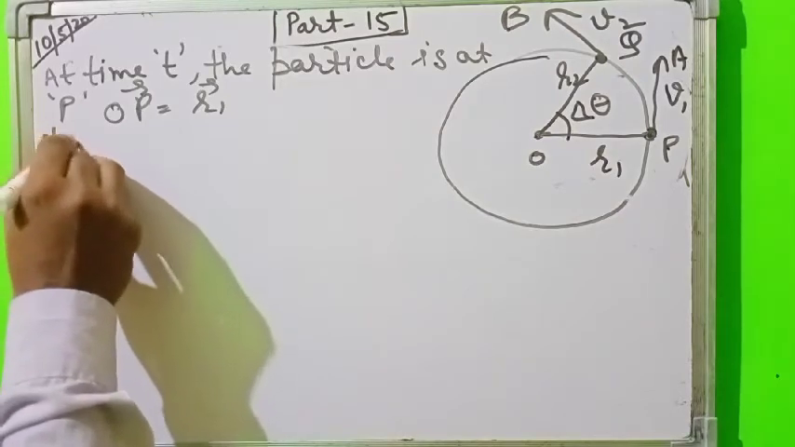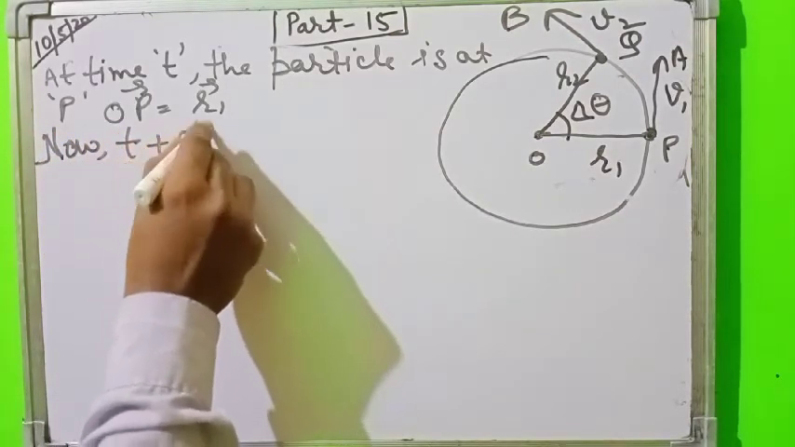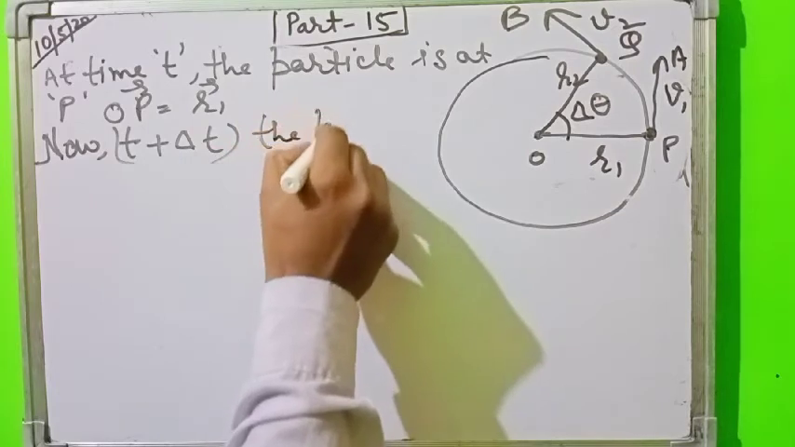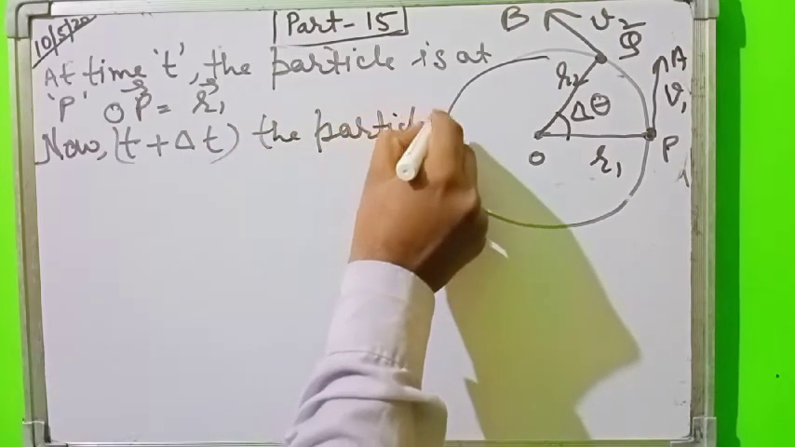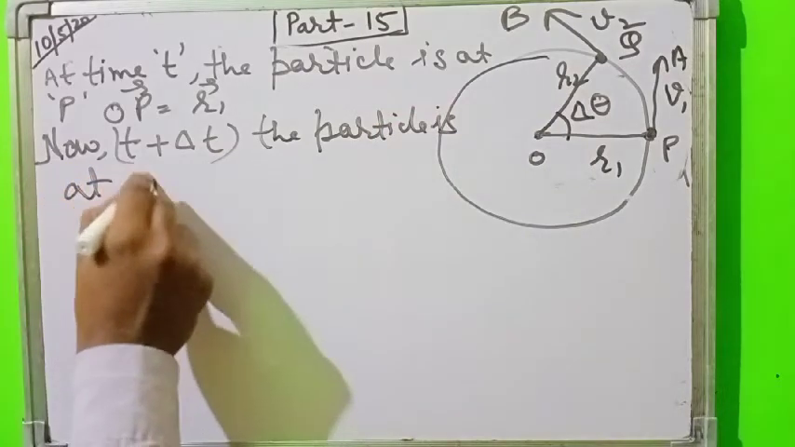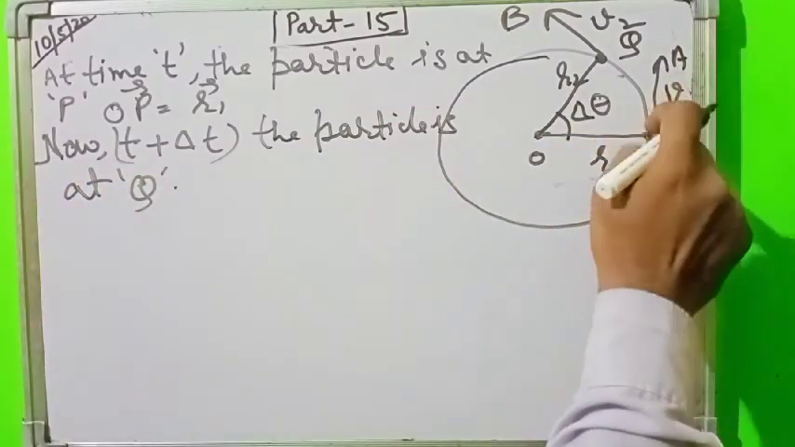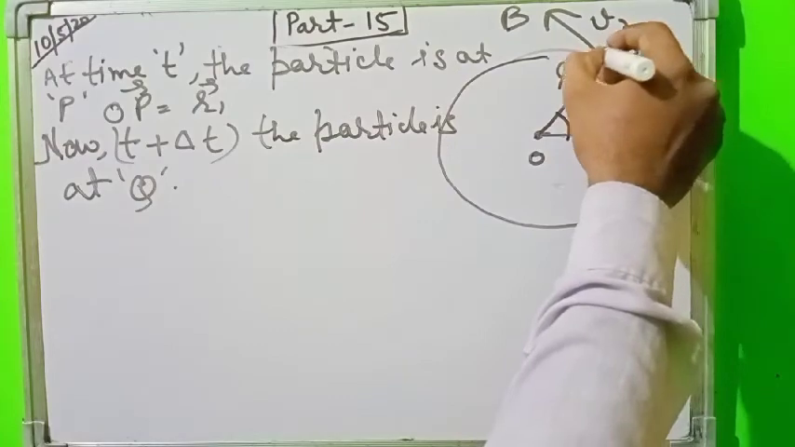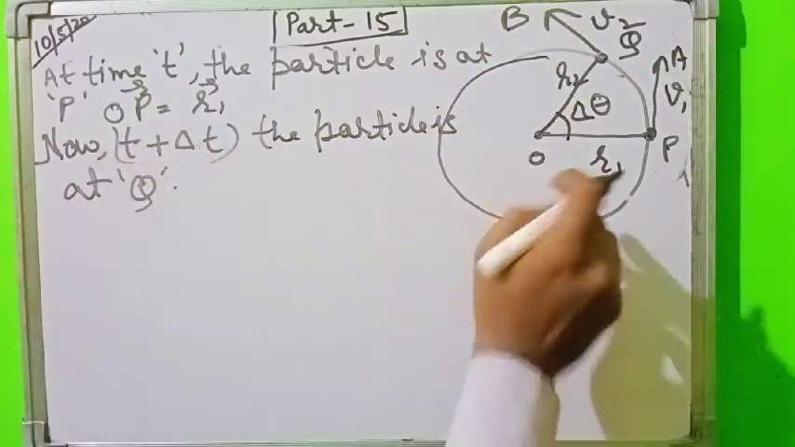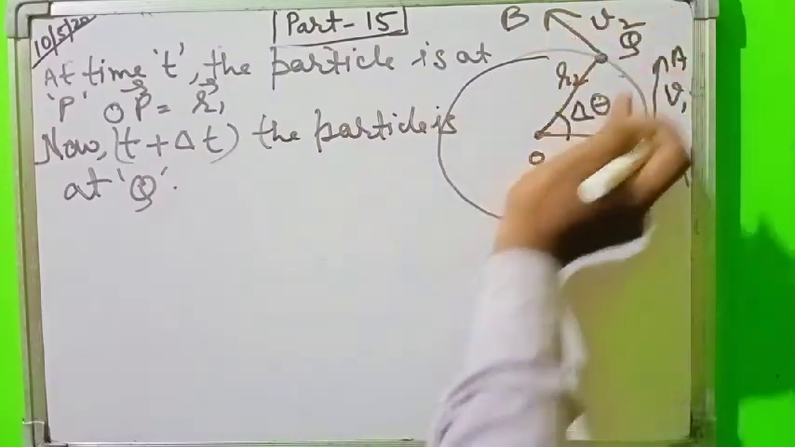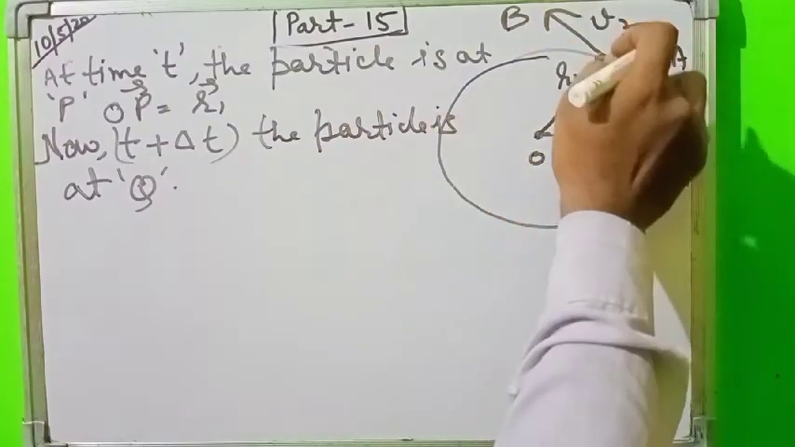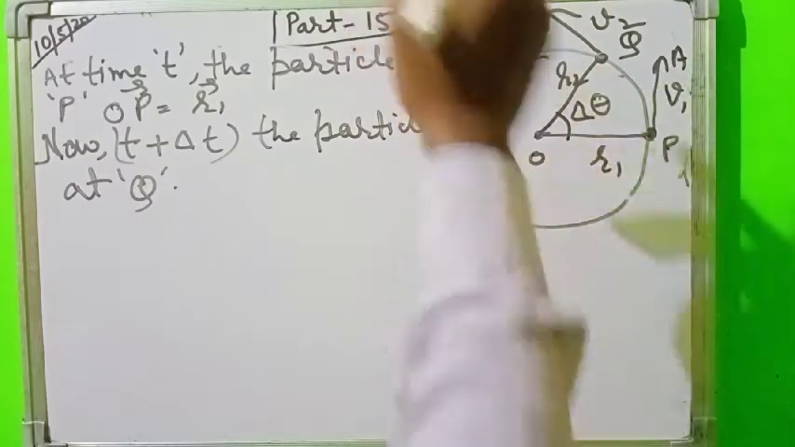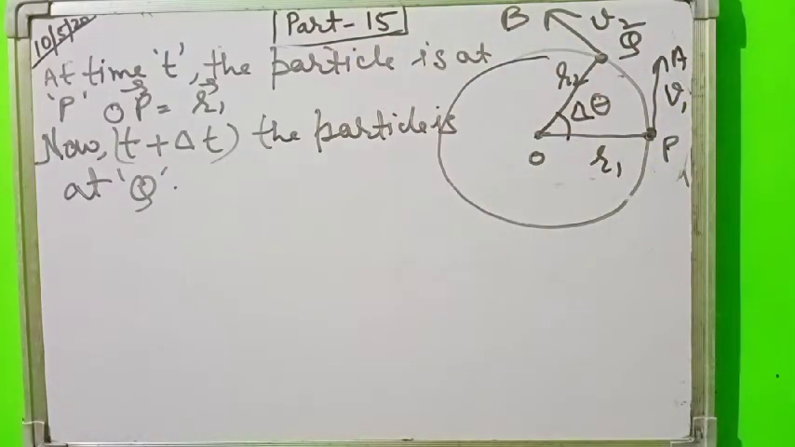Now at time t plus delta t, the particle is at position Q. After traveling delta t time from point P, the particle becomes at point Q. We had increased the time by delta t, and the particle reaches on the circular track after covering an arc PQ. The particle reaches point Q, where its velocity is v due to change in direction, and the velocity vector is represented by QB.